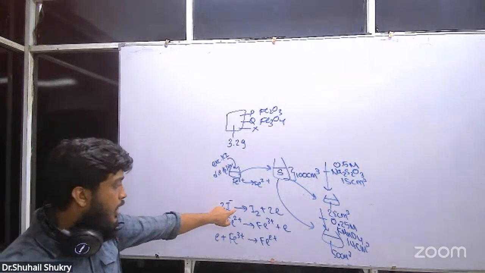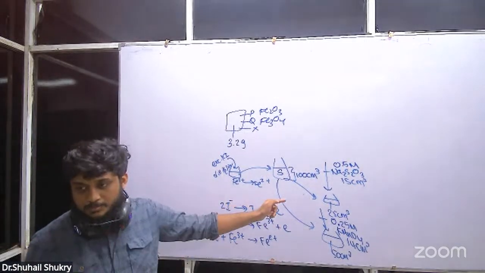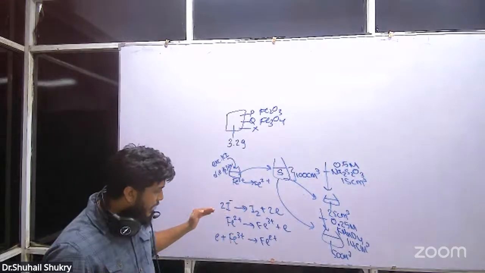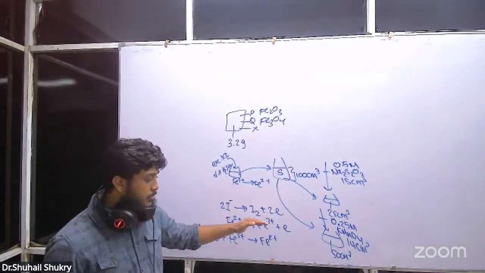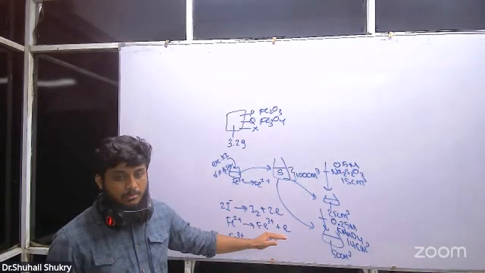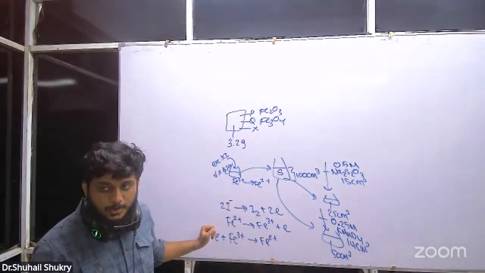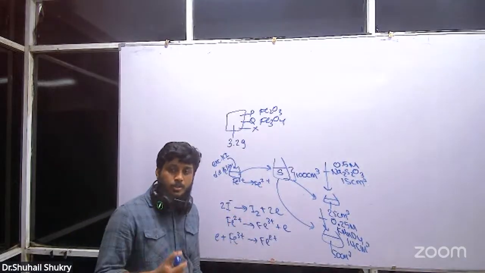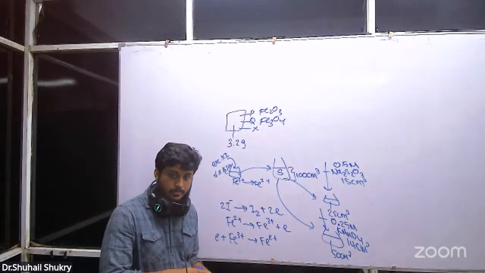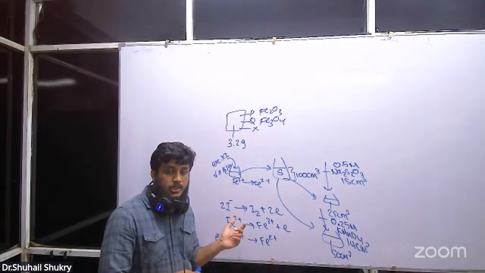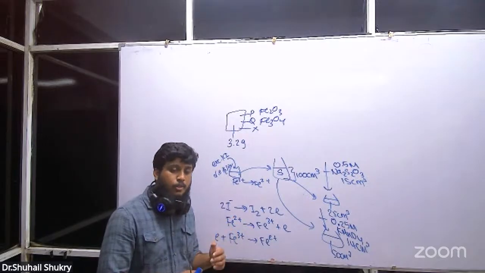Can't. Why? What type of reaction is this? Oxidation, or reduction? Open your eyes and see what this reaction is. Oxidation. This also oxidation, this also oxidation. Can two oxidations join together? Never. From that you can come to a conclusion: I- won't react with Fe2+.